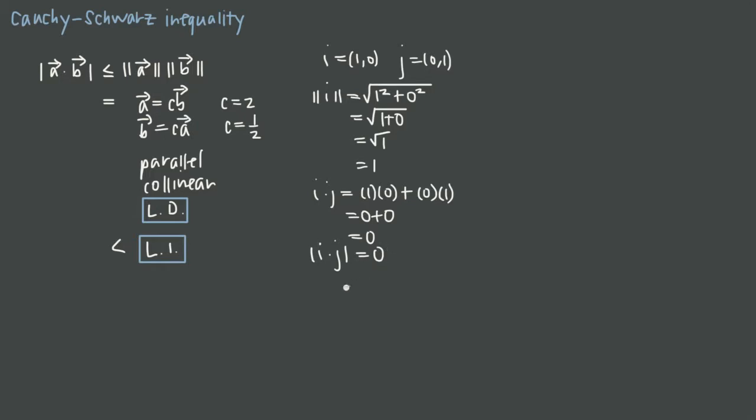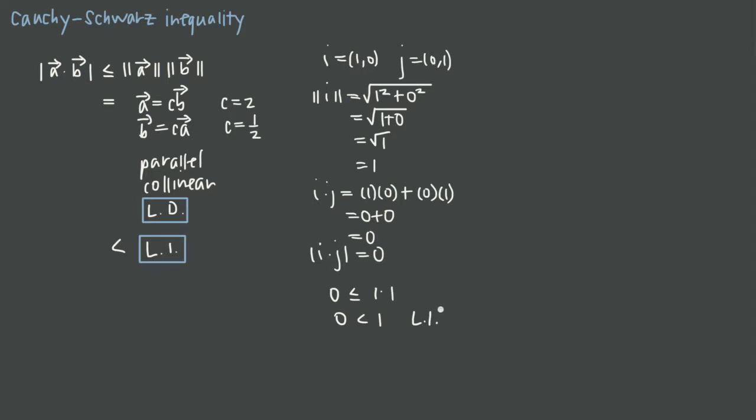So if we put those into our inequality, we say 0 less than or equal to, because this is the left-hand side of the inequality, and then the right-hand side, we just have 1 times 1, because the lengths of the two vectors are both 1. We get 0 on the left-hand side and 1 on the right-hand side, so 0 is less than 1. Because we get that less than relationship, that tells us that the vectors are linearly independent, which of course we already knew since these are the standard basis vectors, but we can see that it works there.